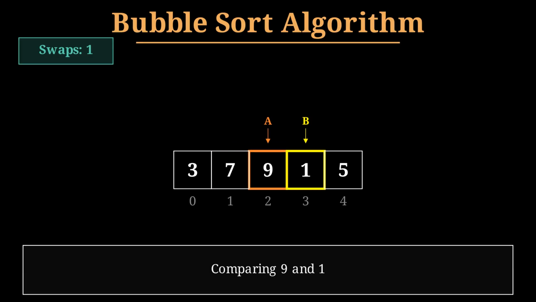Now, let's compare 9 and 1. Because 9 is greater than 1, they are in the wrong order. We must swap them. Now, let's compare 9 and 5. Because 9 is greater than 5, they are in the wrong order. We must swap them. The element 9 has bubbled up to the end of the current range. It is now in its permanent, sorted position.